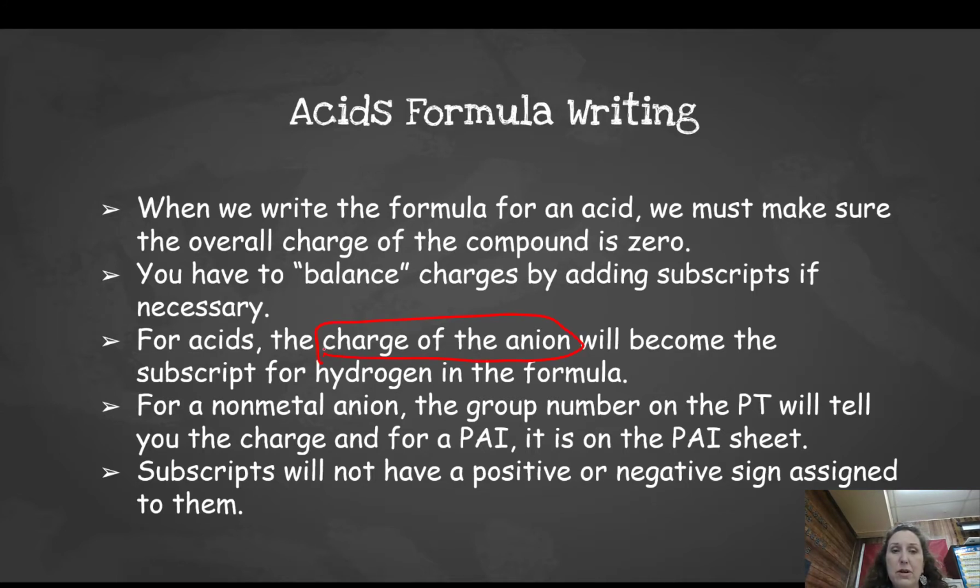Charge is the subscript. So for a nonmetal anion, this is just when we have one atom, you're going to get that charge off the periodic chart like we've talked about several times already. For a polyatomic ion, it's going to be on the polyatomic ion sheet that's in your notes, on the slide that I keep referring to. The subscripts don't have a positive or negative sign to them.